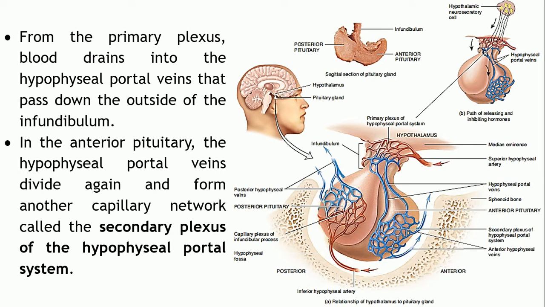Now, from this primary plexus, the blood then drains into the hypophyseal portal vein. Remember, from one capillary it will enter into the second capillary network through the portal vein, right. So, there is a hypophyseal portal vein into which the blood will be drained, and from these portal veins again the blood will be divided into a network of capillaries, another network of capillaries. Now, this is the second network of capillaries into which the blood is entering, and this second capillary network is known as the secondary plexus of the hypophyseal portal system. So, these are the two capillary networks which are part of the portal system.